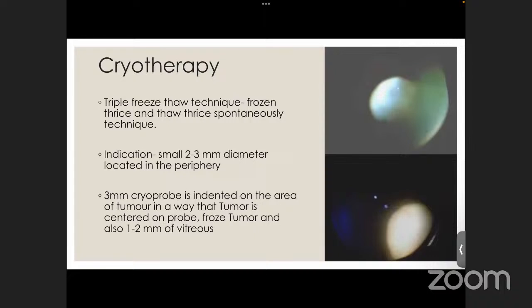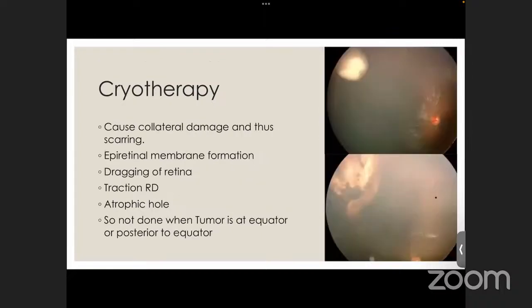So what is the indication? It is indicated in small tumors of 2 to 3 mm located in the periphery. Why periphery? Because cryotherapy causes collateral damage and scarring. As you can see in the first picture, this is the actual size of the tumor, and after cryotherapy, the scarring becomes very large. So if the tumor is present at the equator or posterior to the equator, we don't advise cryotherapy. Other than scarring, it will also cause epiretinal membrane formation, dragging of retina, tractional retinal detachment, and atrophic hole.